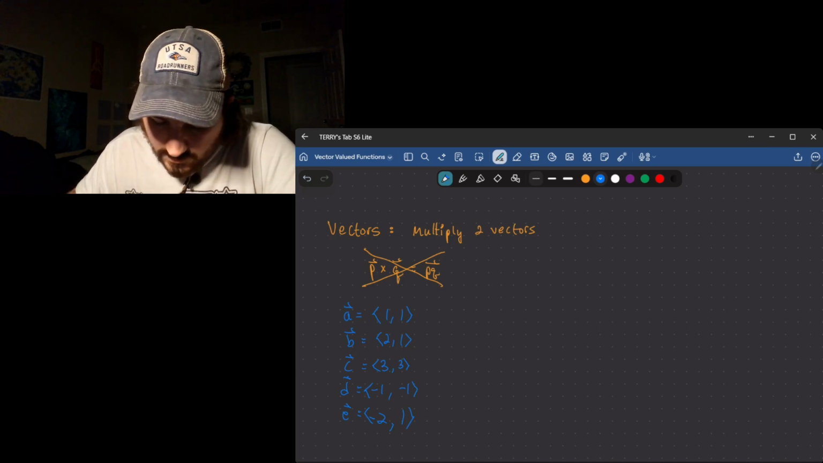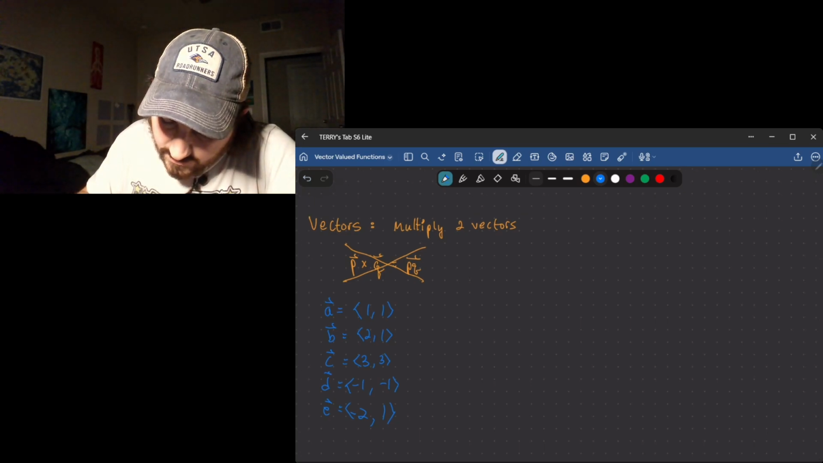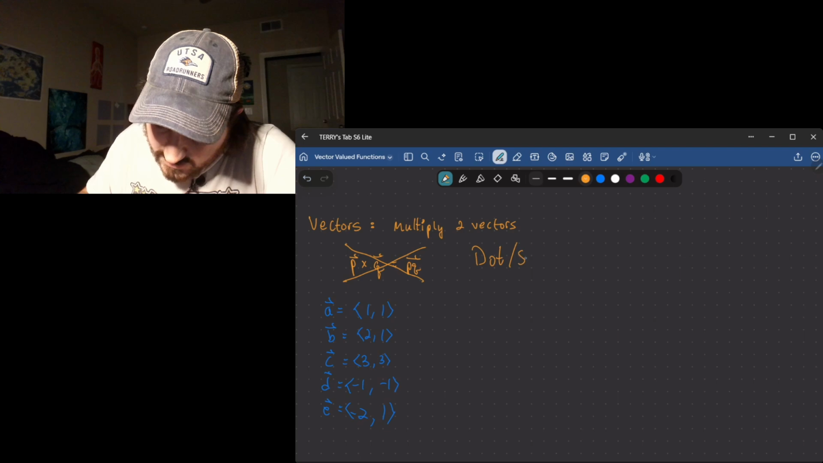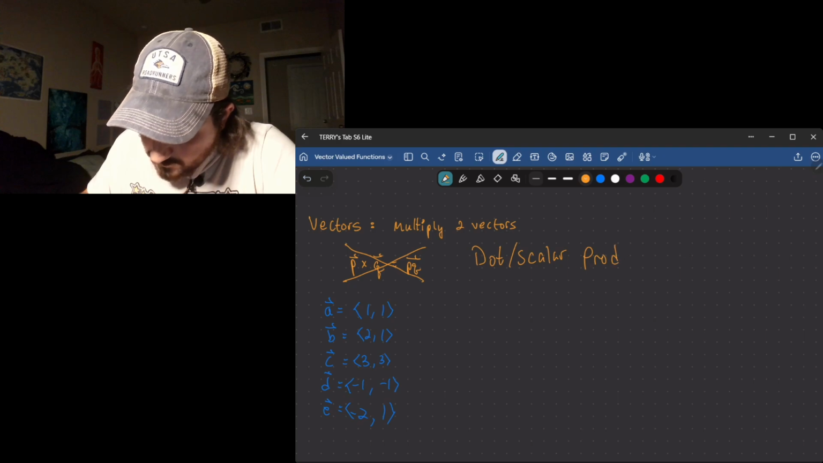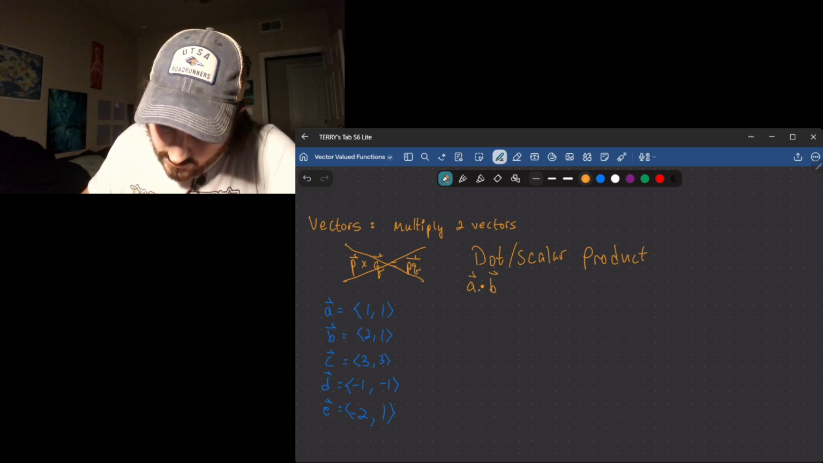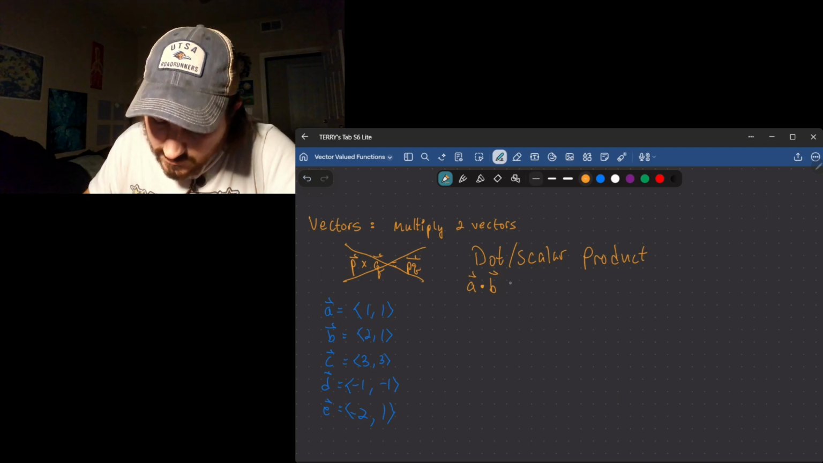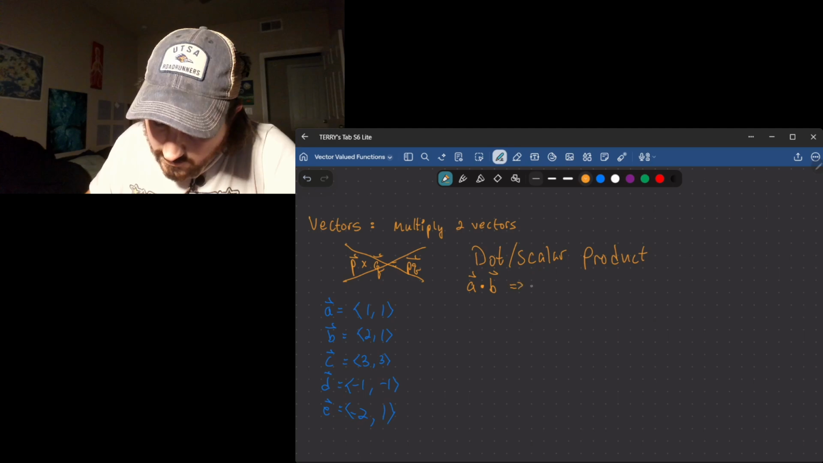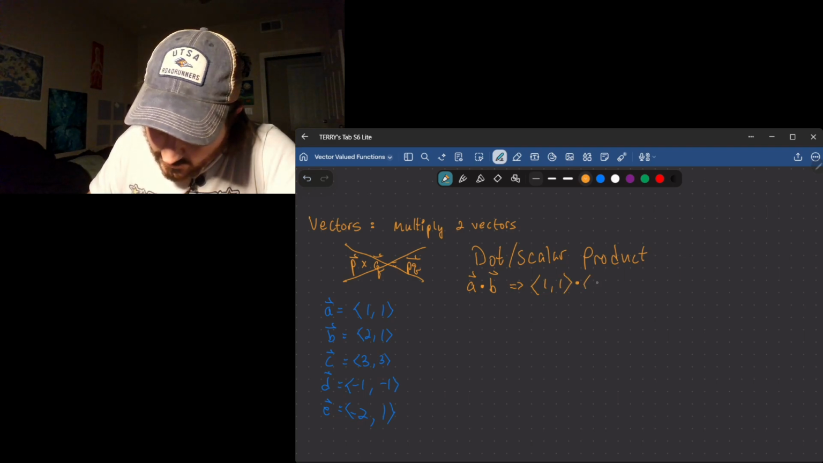Okay, so let's start by taking the dot product, which is also the scalar product, of, let's start with A dot B. That dot there denotes dot product. What we're going to do is it's going to look like this. You take your two vectors, write them next to each other first, put your big old dot there, and then 2, 1 is the other one.